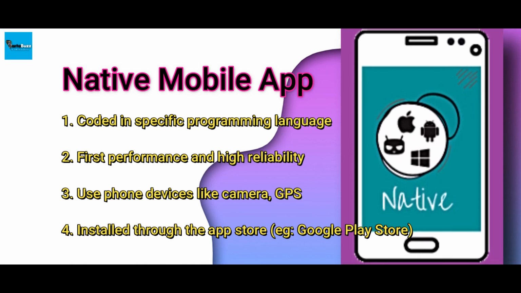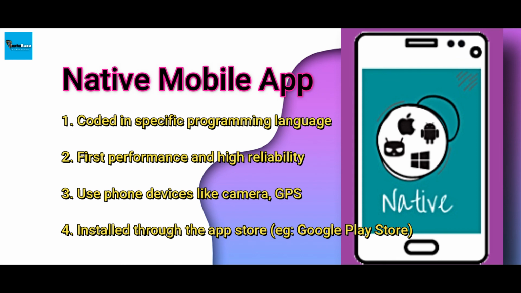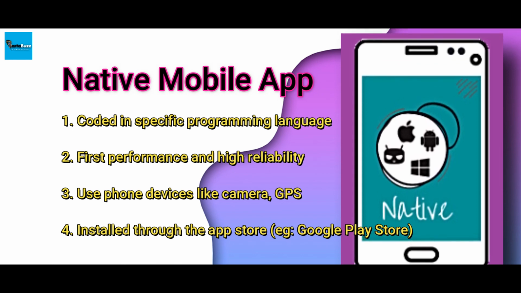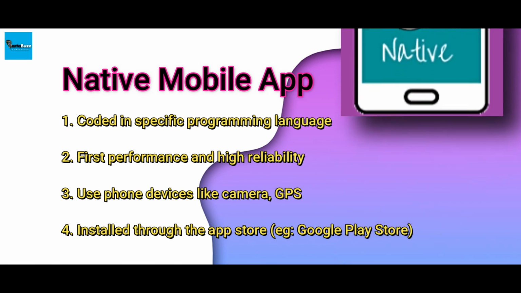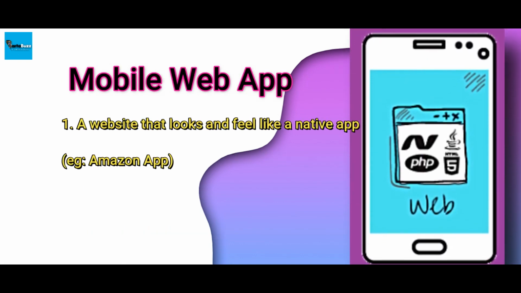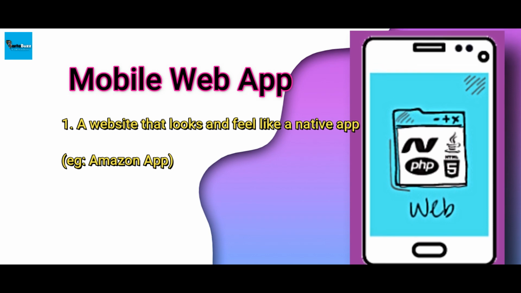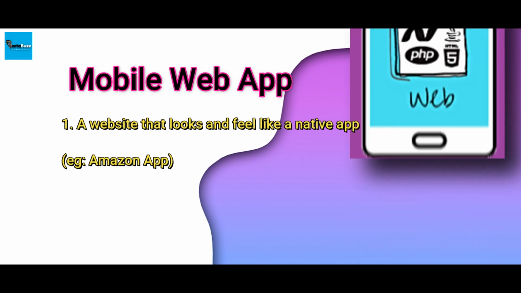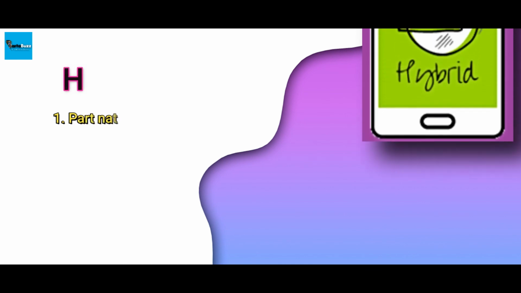The first one, it can be coded in a specific programming language, fast performance and high reliability, uses the phone's device features like camera, GPS, etc., installed through an app store, for example Google Play Store. So I already told you, right? Now let's look at this mobile web app. It's a website that looks and feels like a native app. I already told you, right? So here I have given all these points just for reference purposes so that you can understand the concept more clearly. Now finally, the hybrid app, it's part native and part web app.